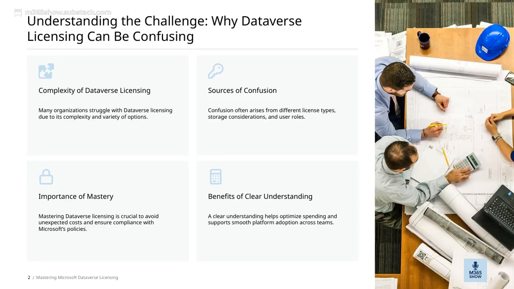The main source of confusion usually comes from the variety of license types, storage considerations, and the different user roles involved. This complexity can be overwhelming, but recognizing these sources of confusion is the first step toward mastering the licensing. Ultimately, the more we understand, the more effectively we can leverage Dataverse to support our organizational needs.